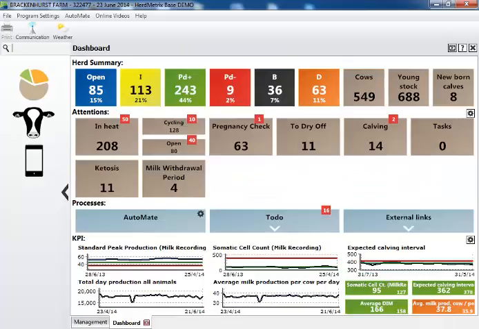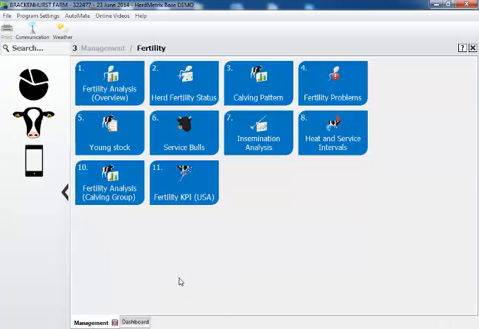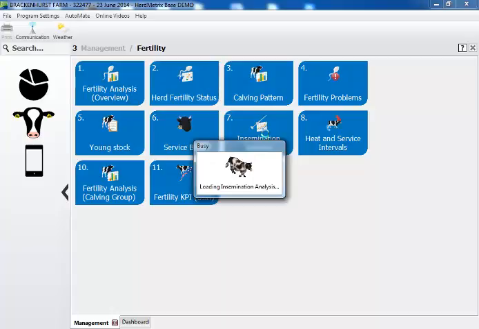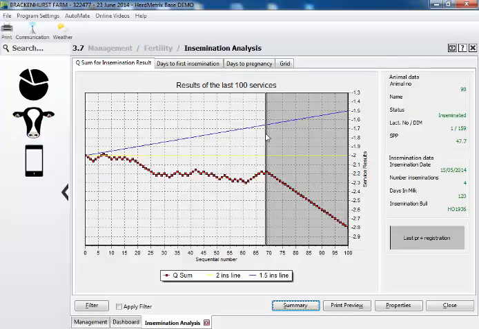So we're going to close, go back to the module, and what we're going to look at next is the results of the individual services. So again, a nice graphical report. Each dot is a service for a cow. And as we can see here, these services were unsuccessful. And here, all these services were positive.